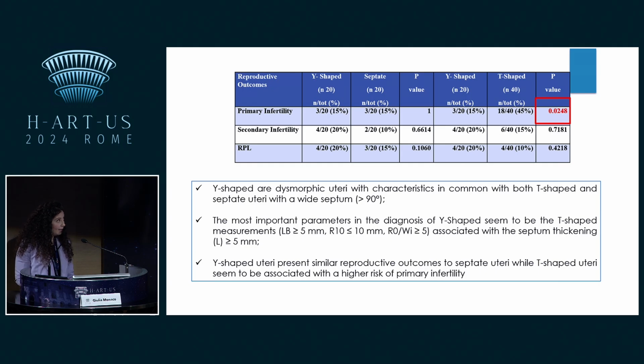So we can say that Y-shaped are dysmorphic uteri with characteristics in common both with T-shaped and septate with a wide septum. And the most important parameters in our study were the T-shaped measurements associated with the septum thickening more or equal to 5 millimeters.